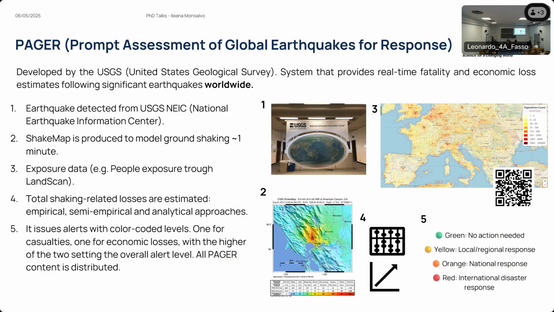Then these total fatalities and economic losses allow us to determine a given level of alert. For example, if the economic losses were not so high, maybe an alert color green could be issued, and it means that there is no need for any response action. But if it is color red, it means that some protocols for calling for international help should be activated.